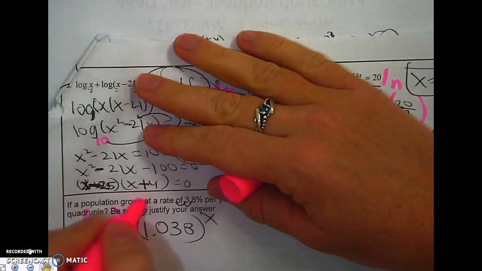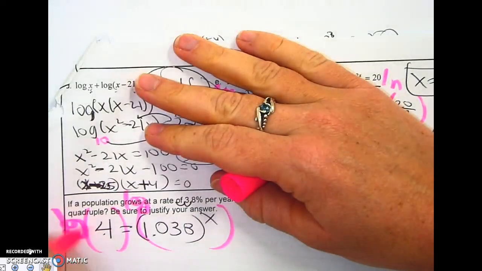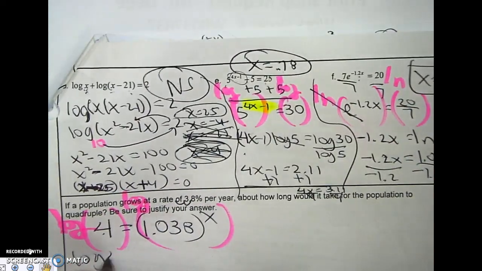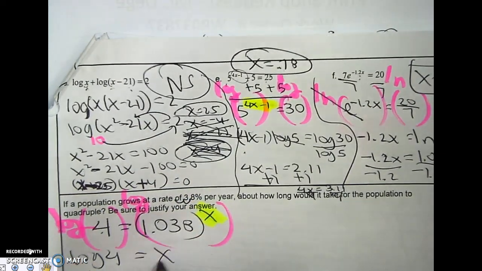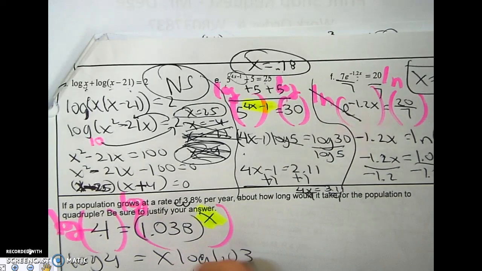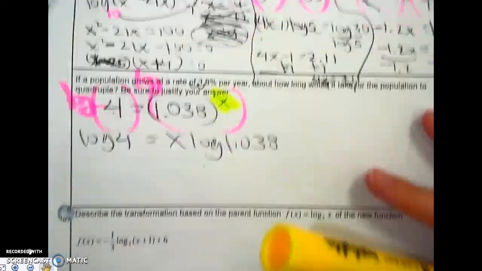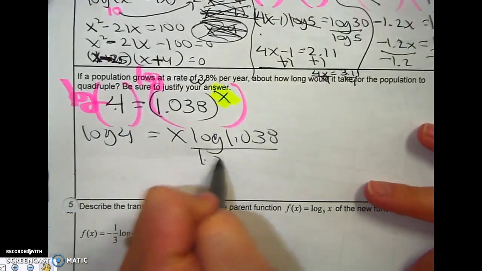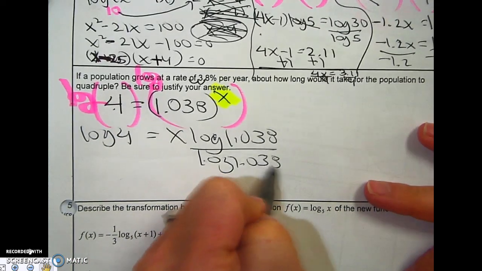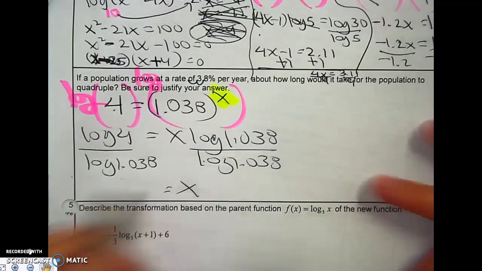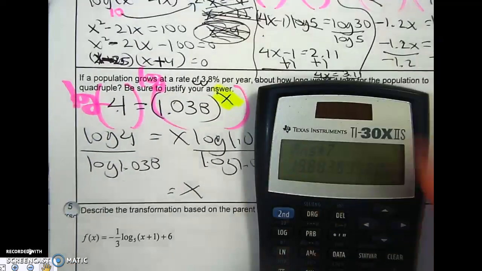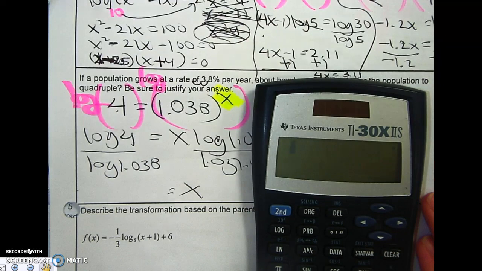Now I'm going to log both sides. And I end up with log 4 equals, little turns big, x log of 1.038. Let me erase that. Divide by log of 1.038. And that is the value of x. It's a more simple problem, which is great.